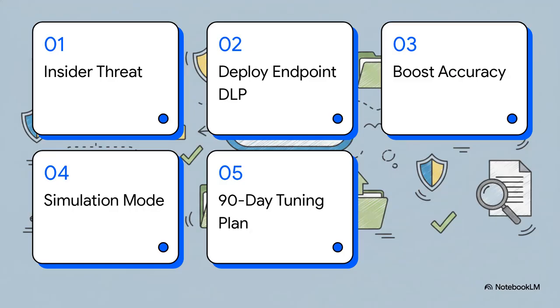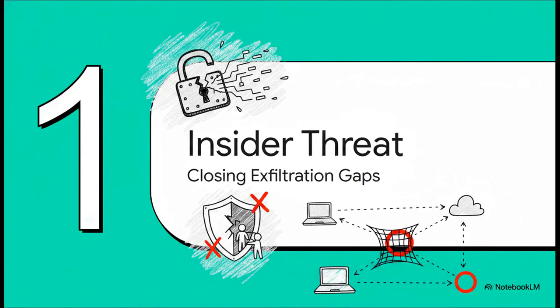Here is our roadmap for today. We'll cover stopping the insider threat, deploying Endpoint DLP, boosting accuracy with labels, testing in simulation mode, and finally, a 90-day tuning plan. Okay, let's dive into Section 1, stopping the insider threat and closing those exfiltration gaps.